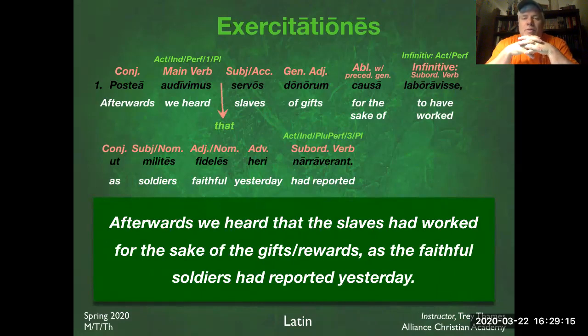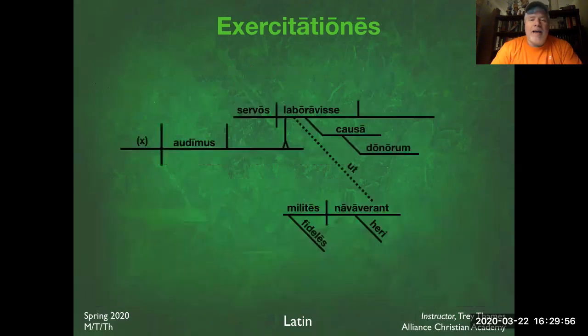Let's think about this. We translate that in relationship to the tense of the main verb. The main verb is in the perfect tense. The subordinate verb is also in the perfect tense. That means it is happening before the action of the main verb, so you have to add the word had. So afterwards, we heard that the slaves had worked for the sake of the gifts, or the rewards. And this was as the faithful soldiers, milites fidelis, reported yesterday. So afterwards we heard that the slaves had worked for the sake of the gifts, as the faithful soldiers had reported yesterday. Let me show you what this looks like if we were to diagram this sentence.